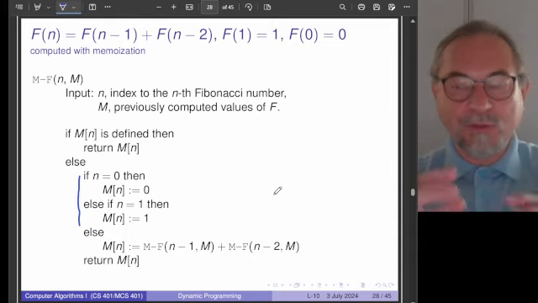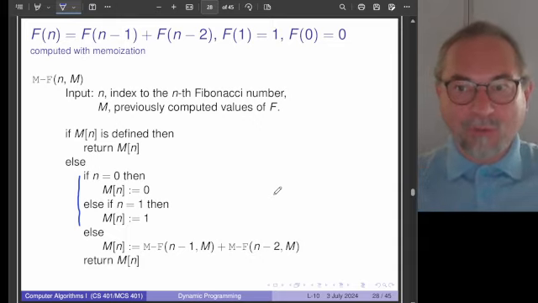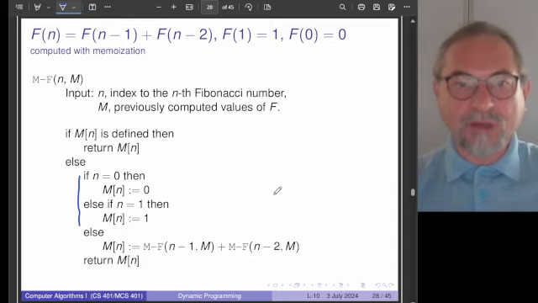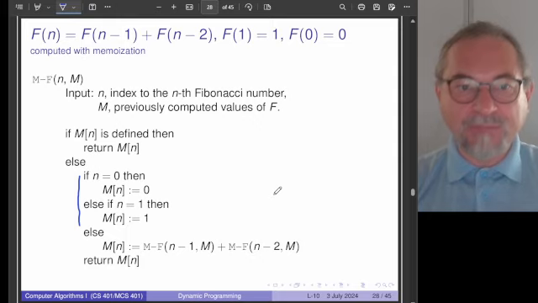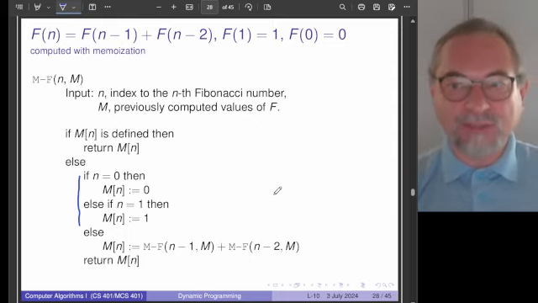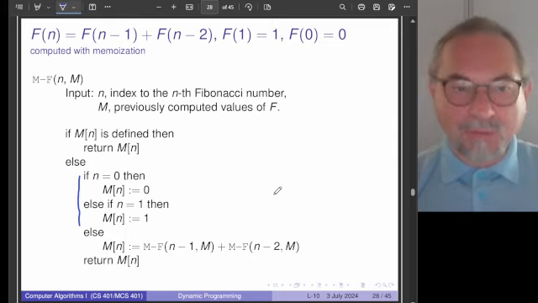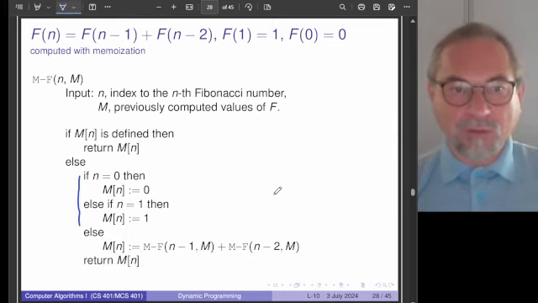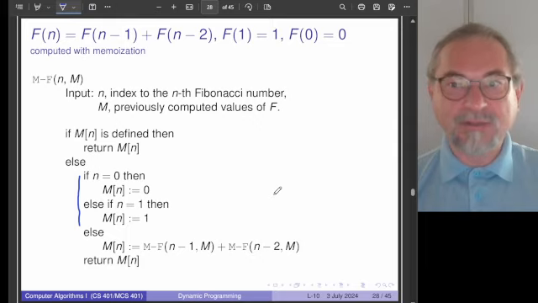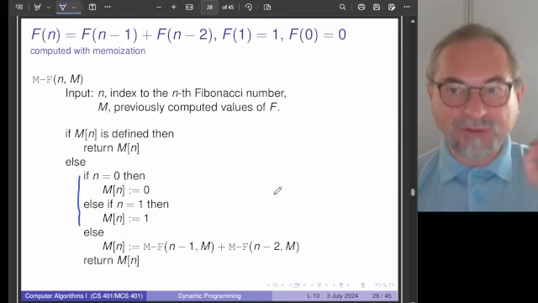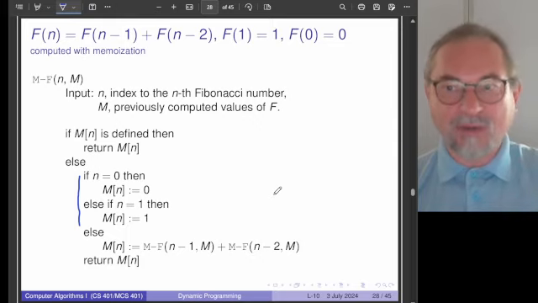Now, with memoization, we avoid the exponential growth of function calls by storing all previously computed values in a table. So in the memoized version, we are always first going to consult whether we have already computed the nth Fibonacci number. This is just to check if something is there or not.